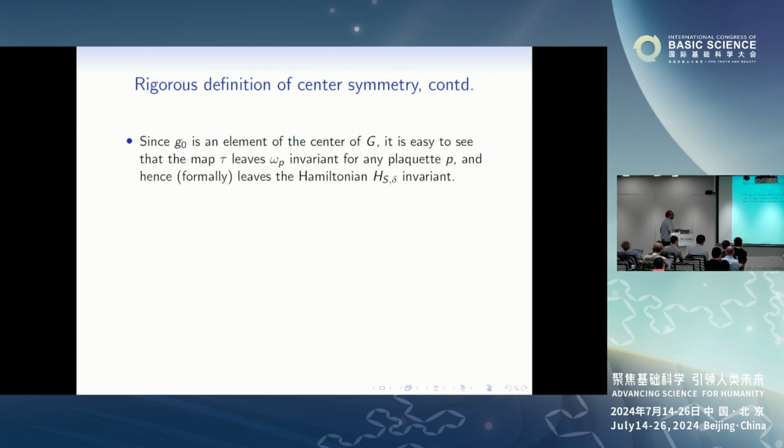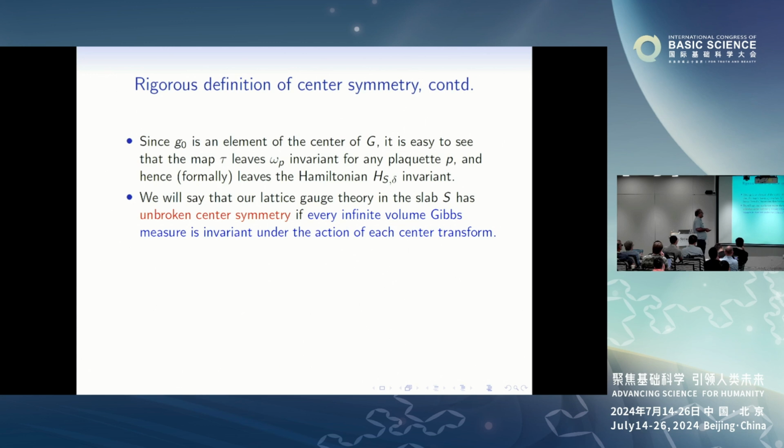So since G0 is an element of the center, one can check that the map tau leaves this omega p invariant for any plaquette p. Because for a plaquette you are just multiplying the omegas around, and so if this is multiplied by G0 and this is also multiplied by G0, but then if you're traversing this, this is going in the opposite direction, so this will be G0 inverse, and G0 commutes with everything. It's in the center, so therefore G0 will cancel, and that's the only thing. And if a plaquette doesn't involve any of these edges going up from the bottom boundary, then nothing happens. So this leaves this Hamiltonian invariant.